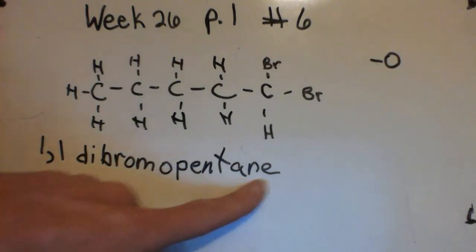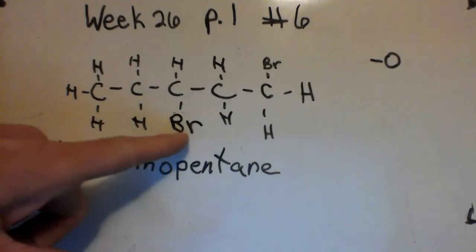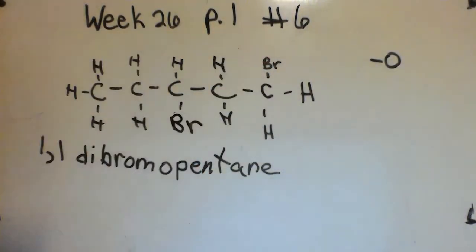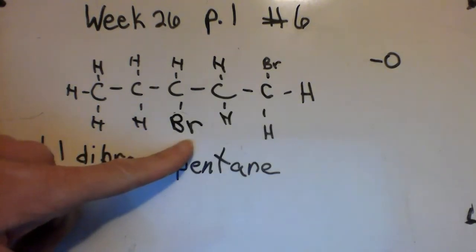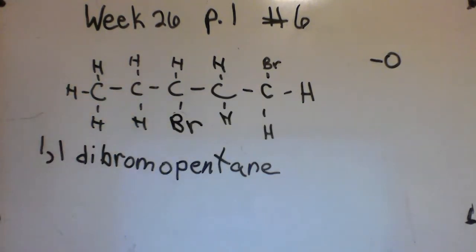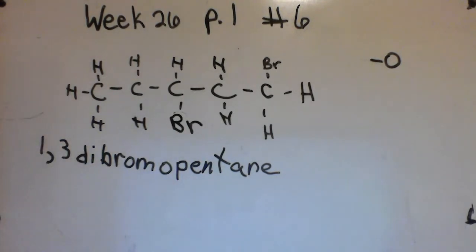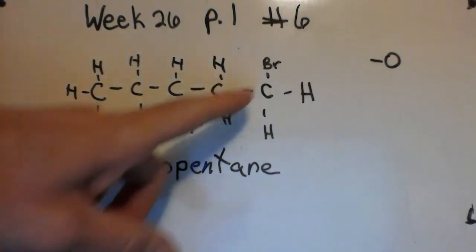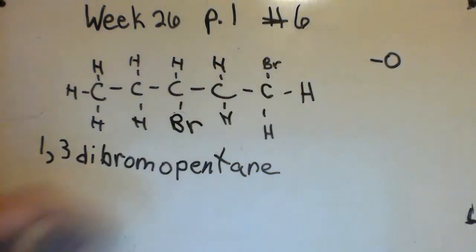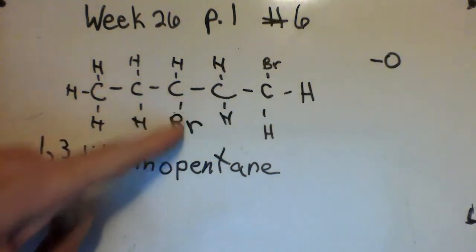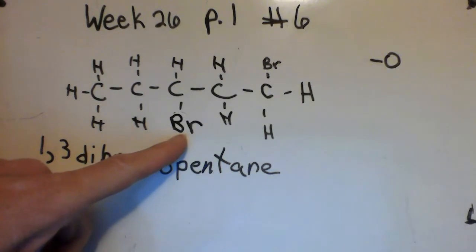hence the ending -ane. Now I've switched the positioning of the bromines. So there's a bromine at the end, and there's one in the middle of the hydrocarbon chain. If that's the case, then we would call this 1,3-dibromopentane because there's a bromine at position 1, and 1, 2, 3, there's a bromine at carbon number 3.